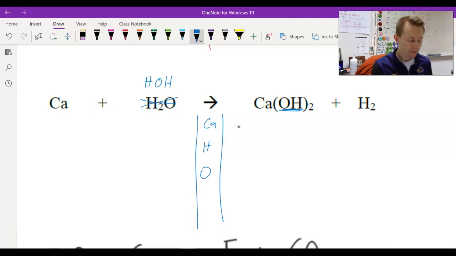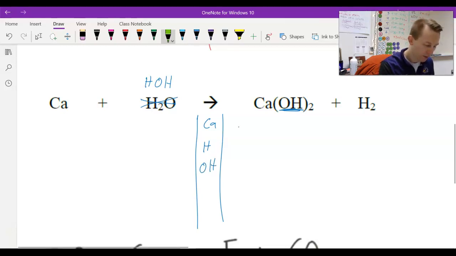It's the same formula. I have 2 hydrogens and 1 oxygen, but now I can see that, oh look, I've got an OH here and an OH there. So I can treat that like it's one thing. Even though it's H2O, I'm going to treat OH like it's one separate thing. And so I'm going to add in another piece here, OH, because now I really have 3 pieces.